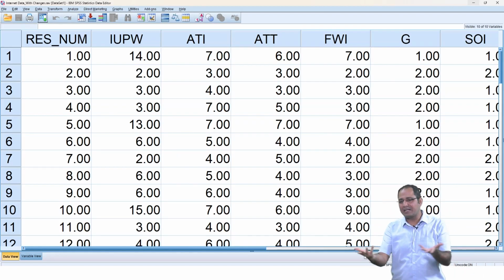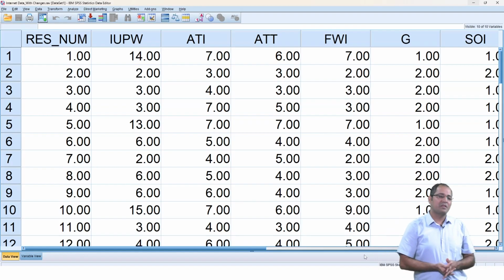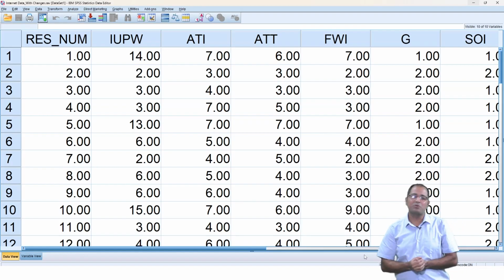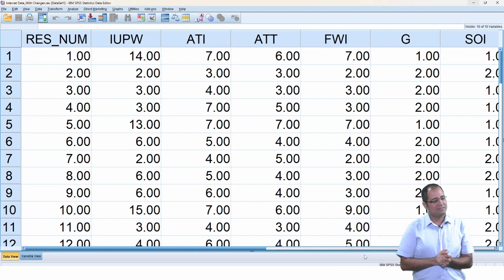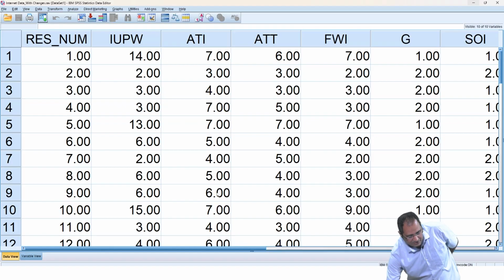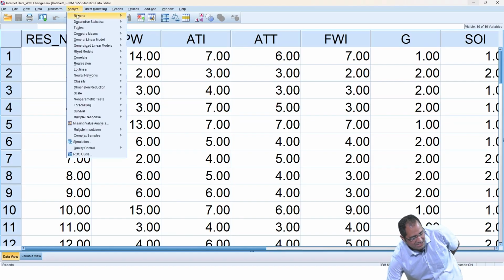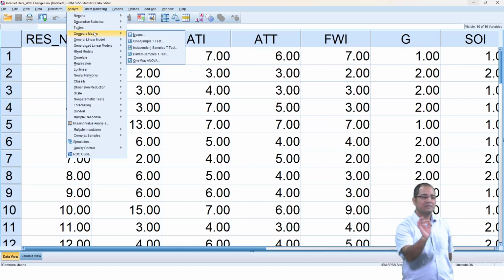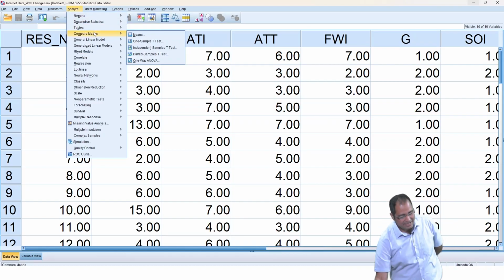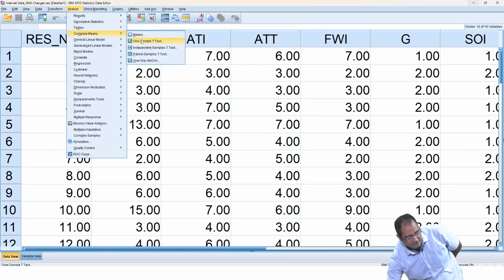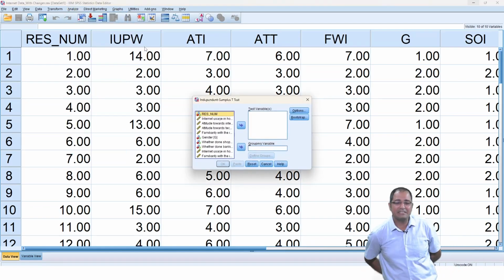And this is very useful. Again, these are very, very simple things. If you just know these things, you could actually do it. This is the starting of data science. So what to do now? Analyze. So we are doing the independent sample t-test. Analyze, compare means, independent sample t-test.